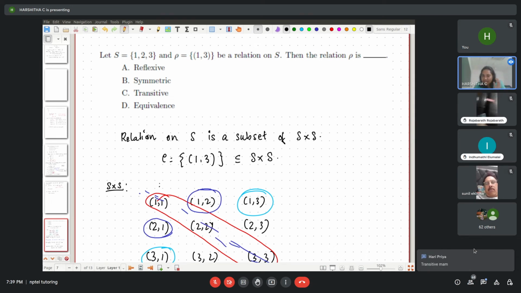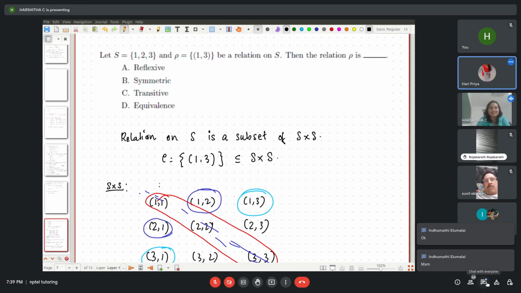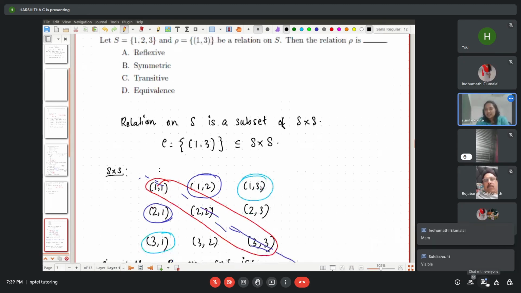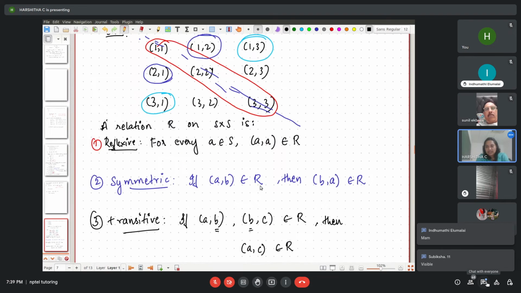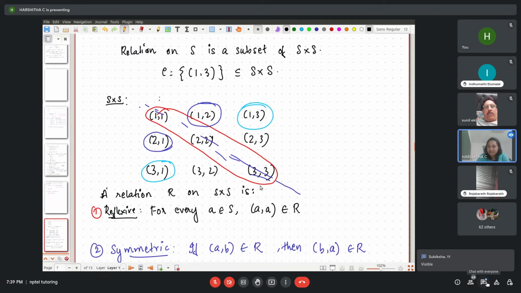Okay. So we have got some answers. Not reflexive, transitive. Yeah, cool. It's still not visible, the screen. It's visible, ma'am. Okay, thank you. Yes, exactly. So it is transitive.